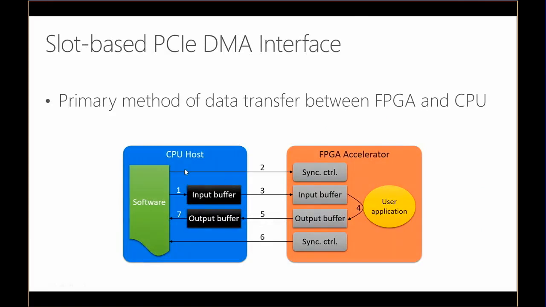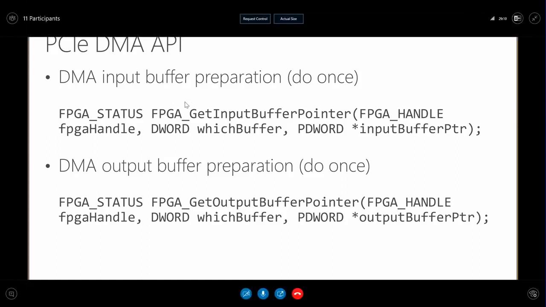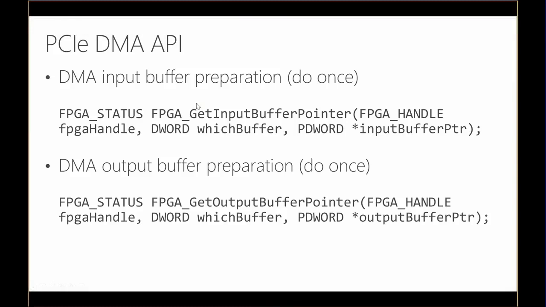Okay, remember last week we talked about the slot-based PCIe DMA interface, which is the primary method of data transfer between the FPGA and the CPU. So what does it look like in the host program? There are several software APIs that manage it. First is the FPGA get input buffer pointer, and the FPGA get output buffer pointer. Last week we talked about how the input and output buffers sit in the kernel pinned memory space. These two functions map the DMA buffers into the user space so that software applications can use them.